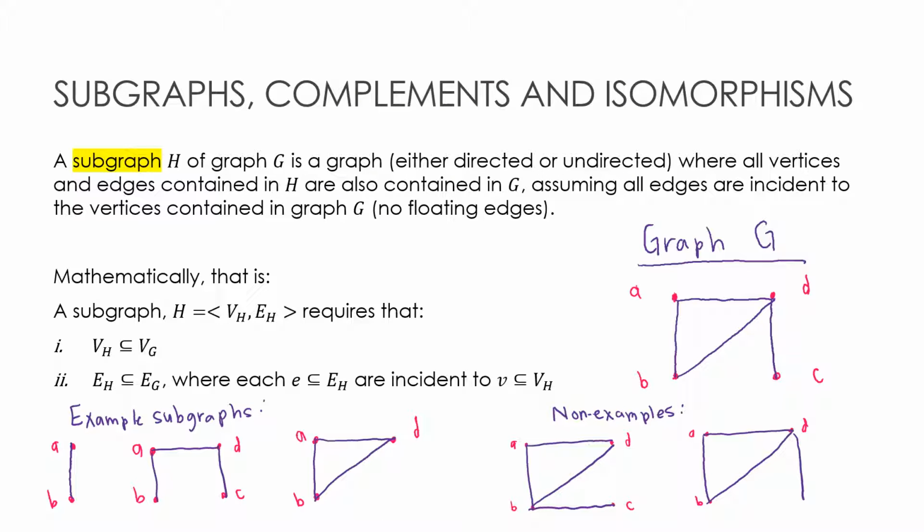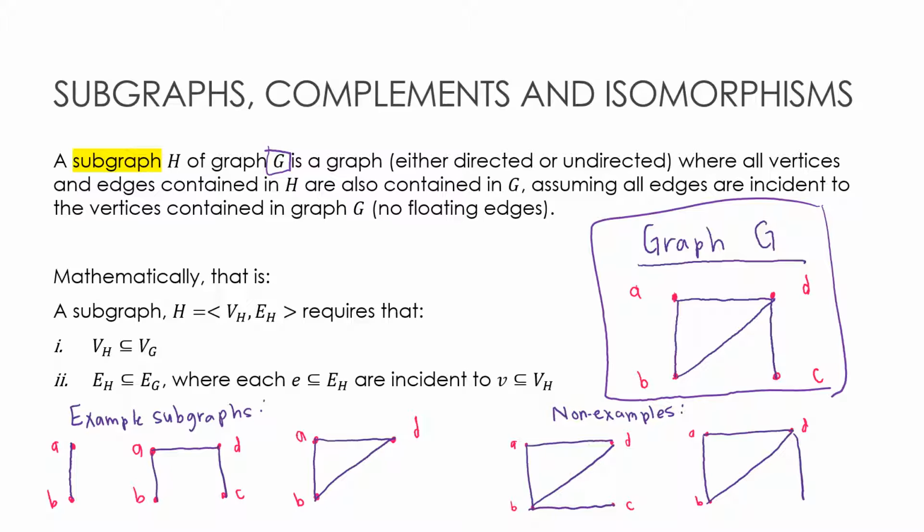Let's take a look at a subgraph to begin with. A subgraph, H, is called a subgraph of G. So G is my initial graph, and you can see I've given you an example here of what maybe a graph G would look like. And the subgraph H is an example where all of the vertices and edges that are within H are in G. And what I mean by that is for my subgraph H, I can't just make up a new vertex.